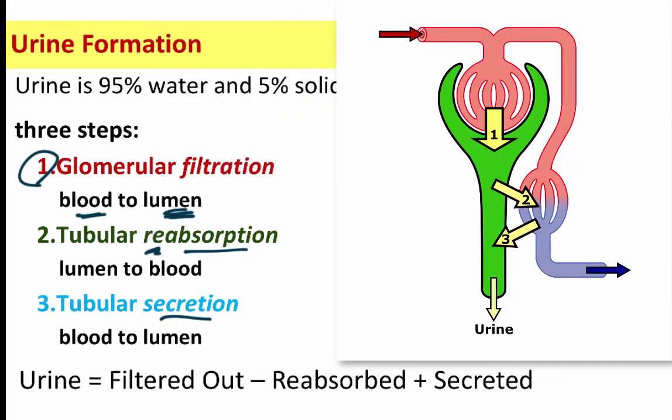So urine itself is composed of three things. And actually, I guess the math folks would probably like it if I put brackets around this. So urine is composed of material that's filtered out during step one, glomerular filtration, minus whatever is pulled back into the blood in step two, tubular reabsorption, and then any additional material, for example, hydrogen ions or certain kinds of drug metabolites that might be added to the urine during tubular secretion. All right, so essentially that's the cliff notes of urine formation. We're just going to elaborate a little bit on it as we go through the rest of these slides.